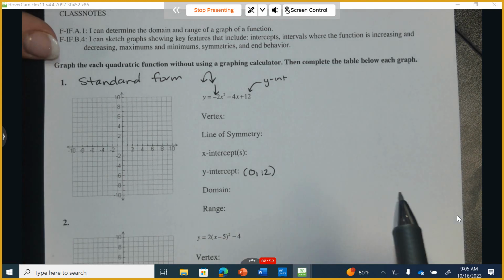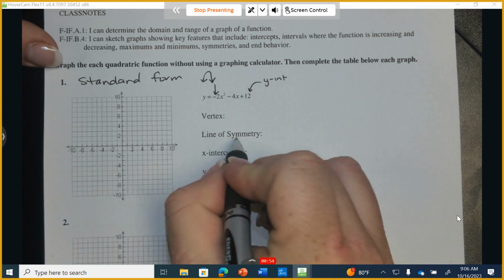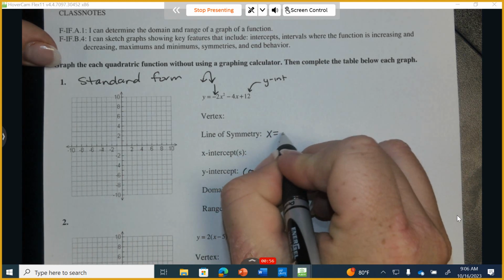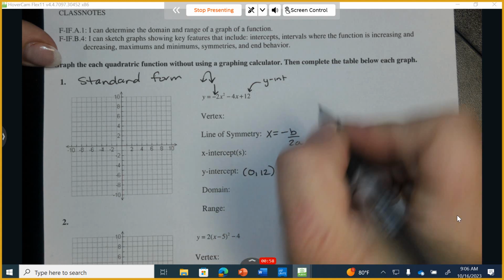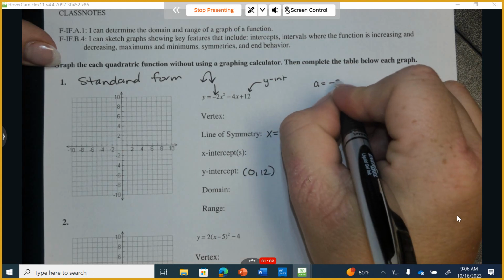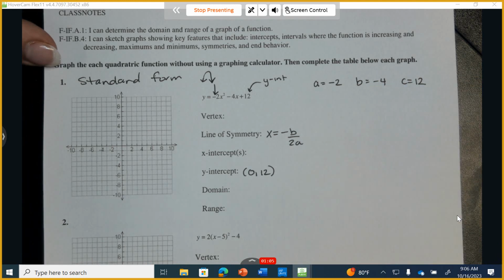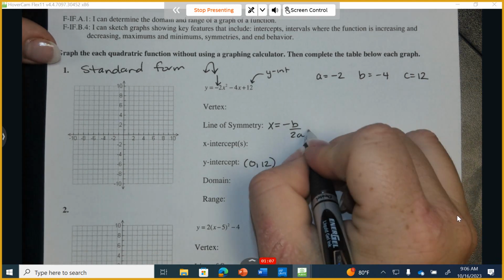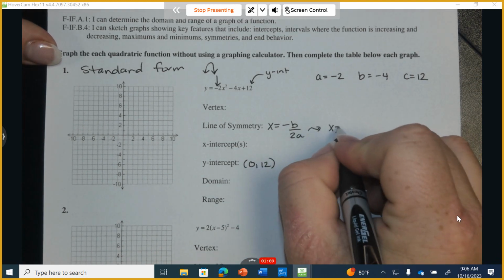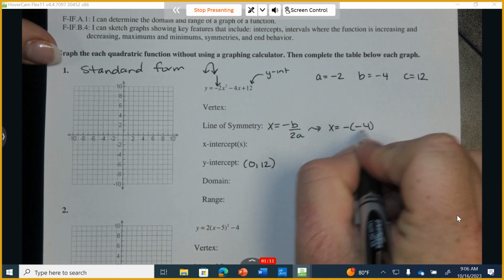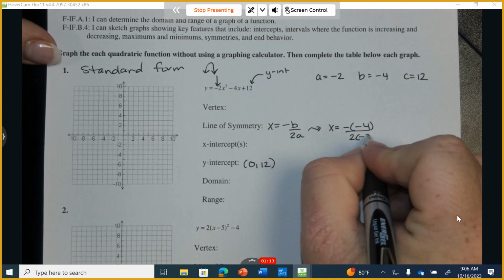Okay, so let's go ahead and identify the line of symmetry. So x equals negative b over 2a. In this problem, a is negative 2, b is negative 4, and c is 12. And so I'm going to use algebra to plug this in. X equals negative 4 over 2 times negative 2.